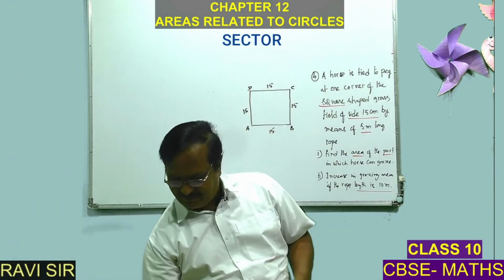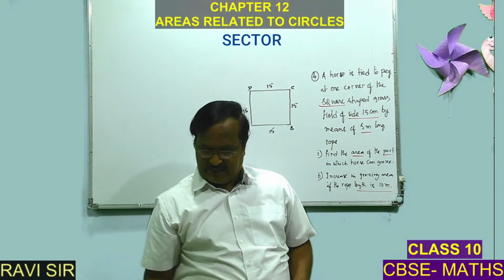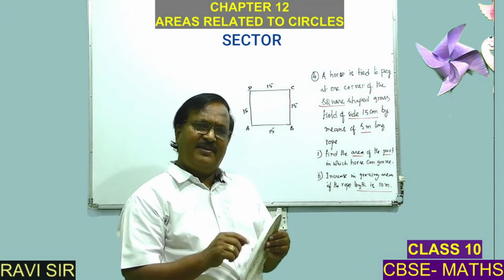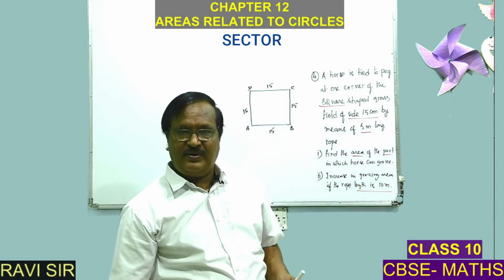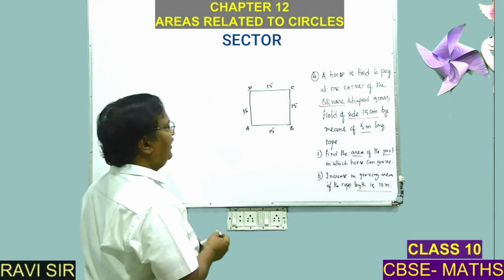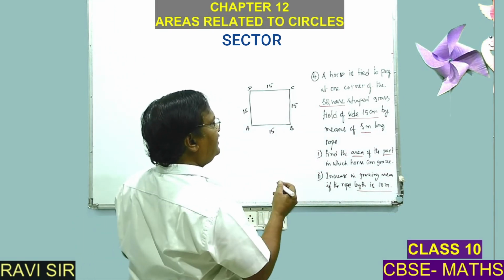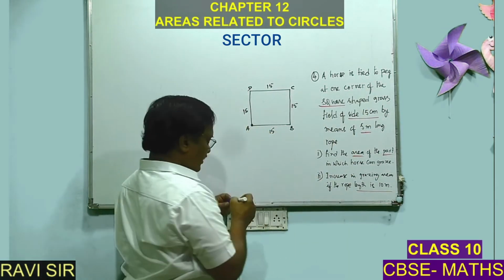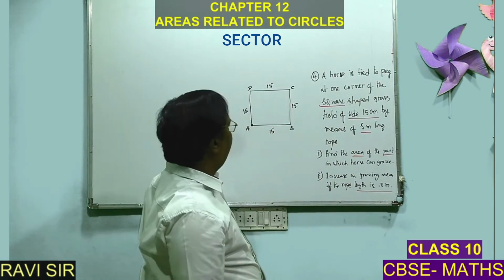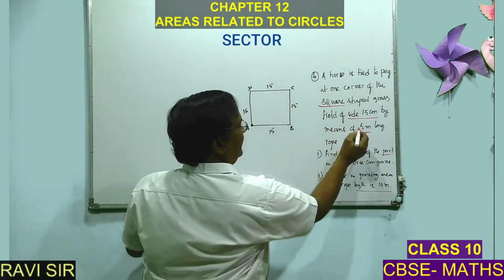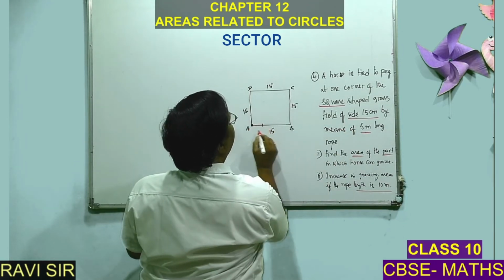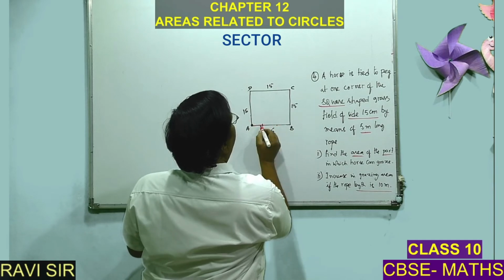So, how I have drawn the circle, like this you should draw a square also. You can use cardboard to draw squares and all those things. Now the horse is tied at a corner. At one corner the horse is tied. So, what is the length of the rope? 5 meters. So, this is the 5 meters.